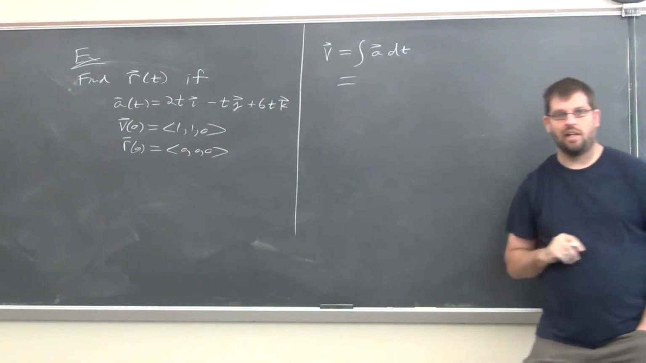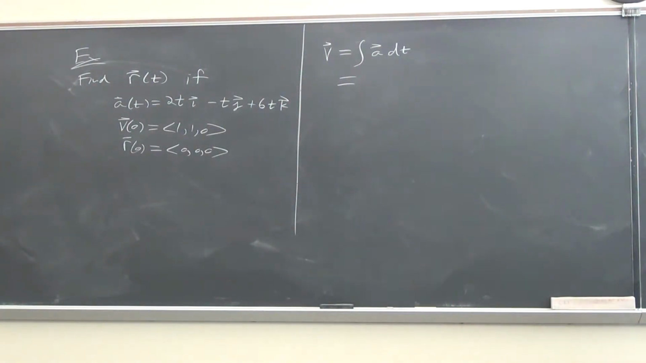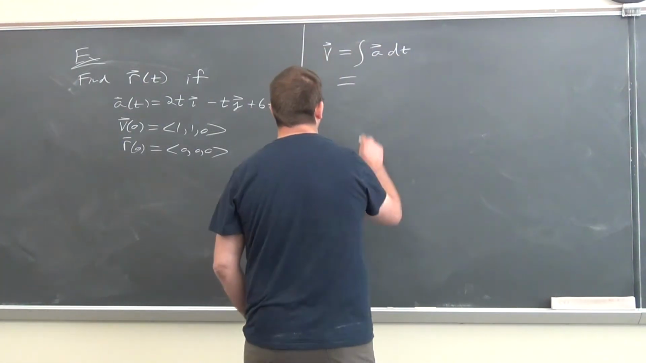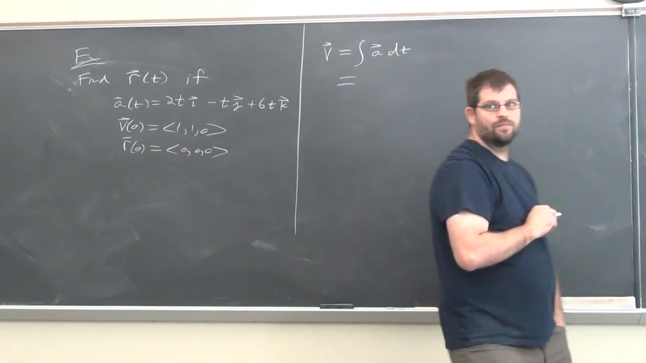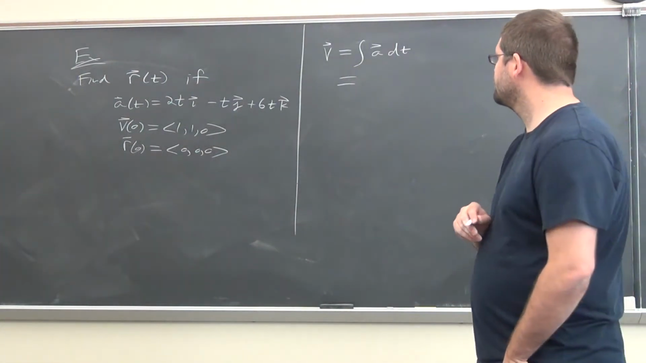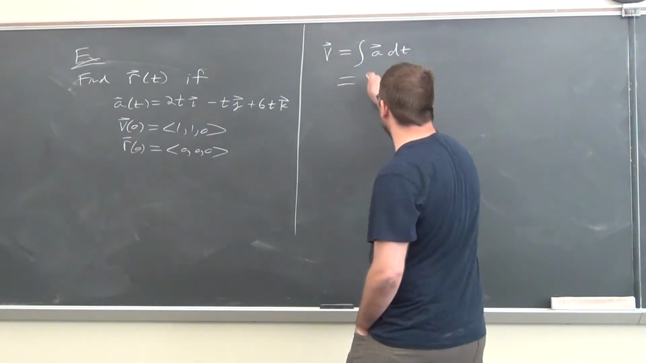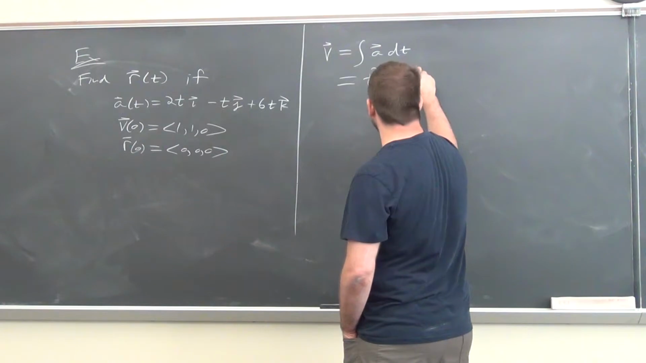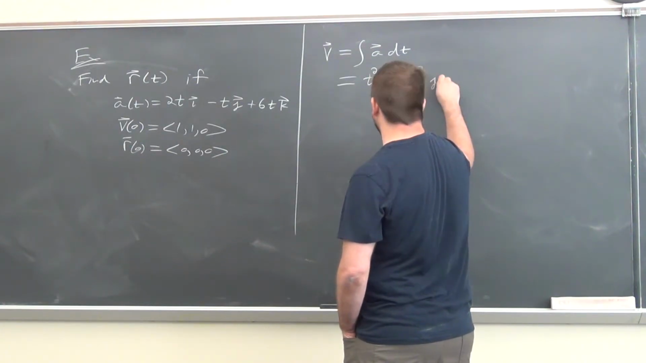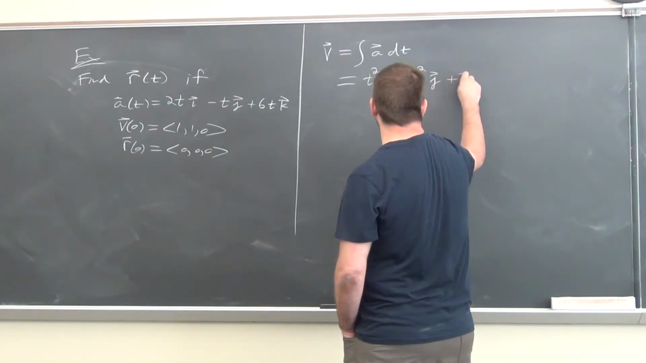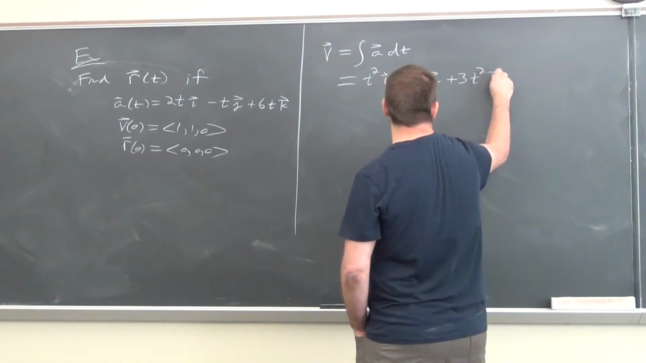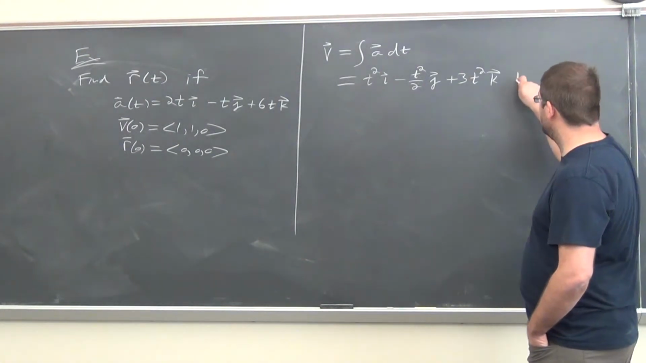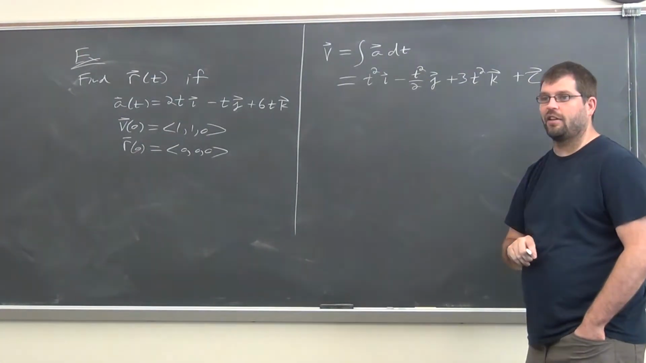So all you have to realize, right, if acceleration is the derivative of velocity, then velocity is the integral of acceleration. So you just integrate that A, and what do you end up with? T squared i minus t squared over 2 j, 3t squared. Okay, right? Whatever functions are in there, you do that, and then plus some constant, that's a vector, right?